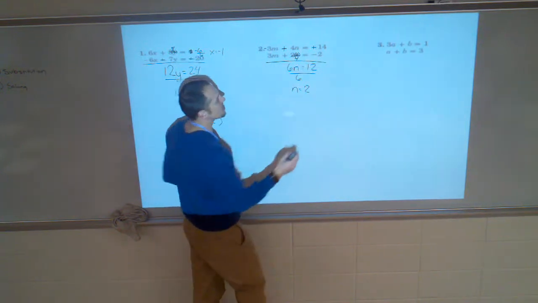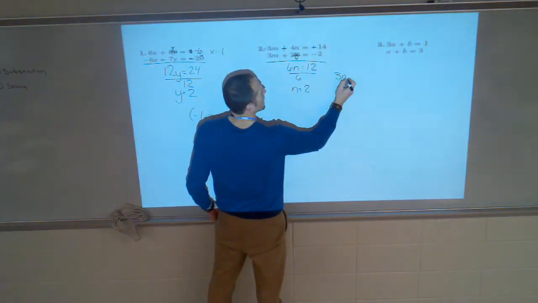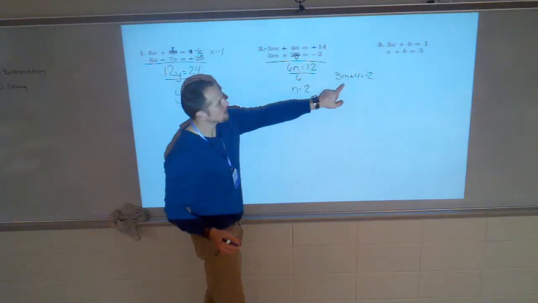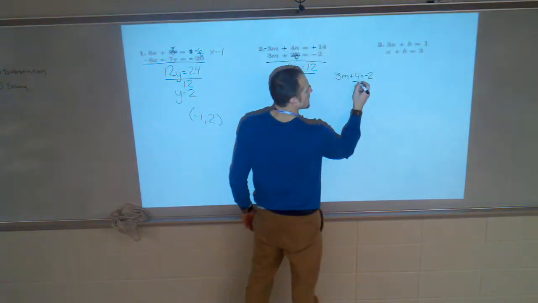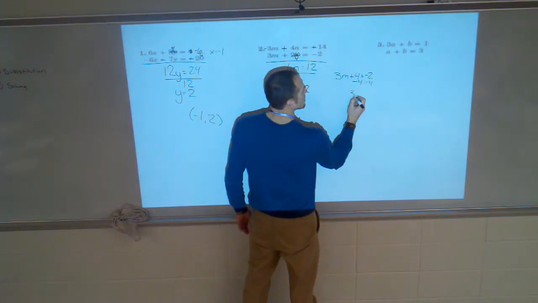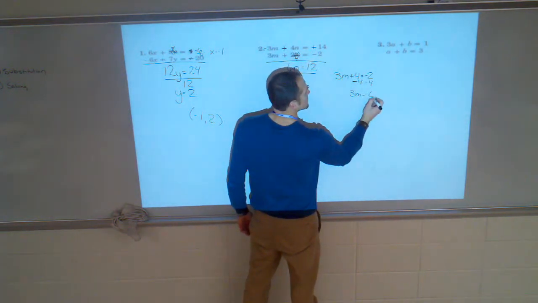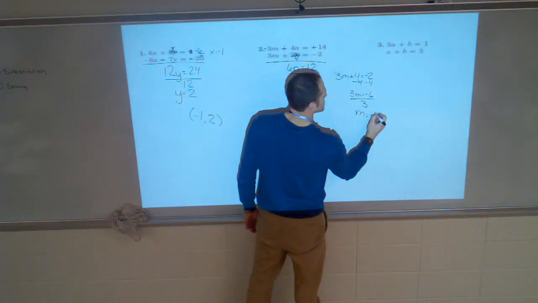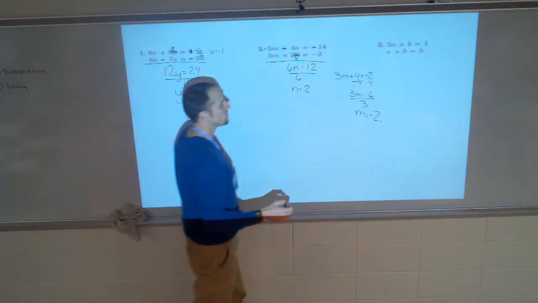Now, I'll copy this out here just so it's easier to see. 3m plus 4 equals negative 2. Piece of cake to solve this. Subtract 4 from both sides. 3m equals negative 6. Divide by 3. m equals negative 2. All right?